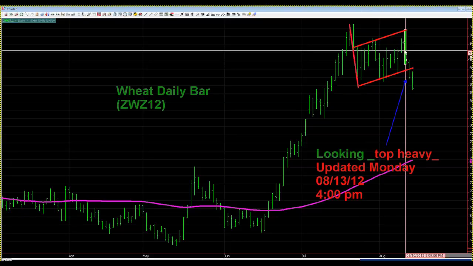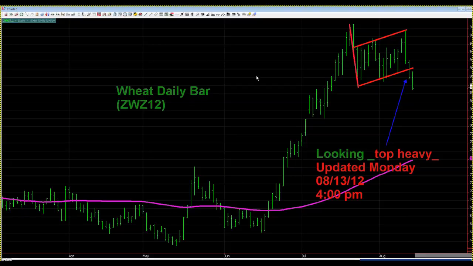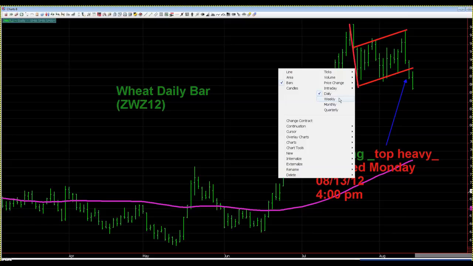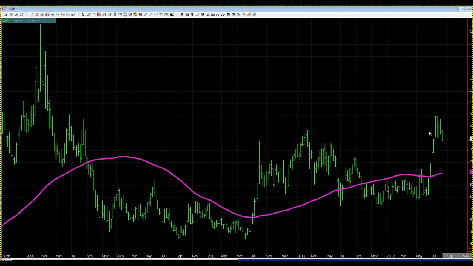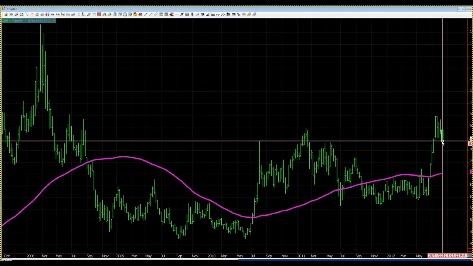A day like this tells you for sure you're going down for at least a few days. So we think the likelihood is that a top is in the wheat. We'll take it one day at a time. Switch the wheat out to a weekly, and you can see that you had a bull flag here that is failing.